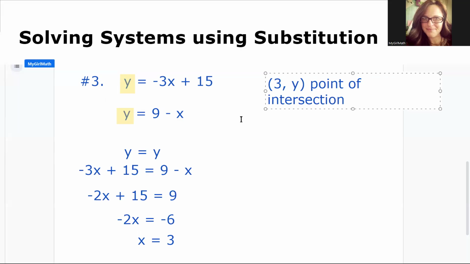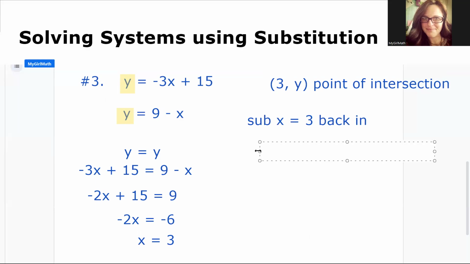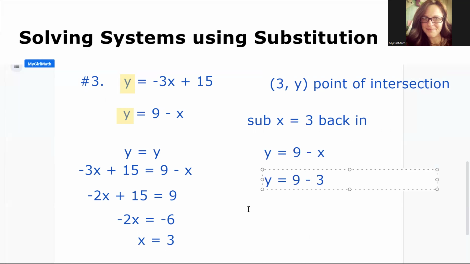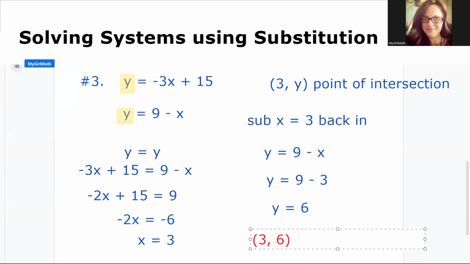Let's substitute x equals 3 back in to one of the original equations. I'll use the second one. It's a little bit shorter. And we get our y value of 6. Our solution, the point of intersection, is (3, 6). This is the point where they cross.